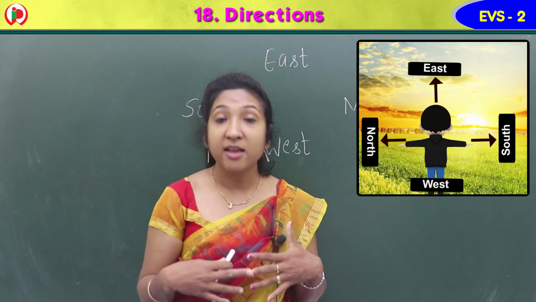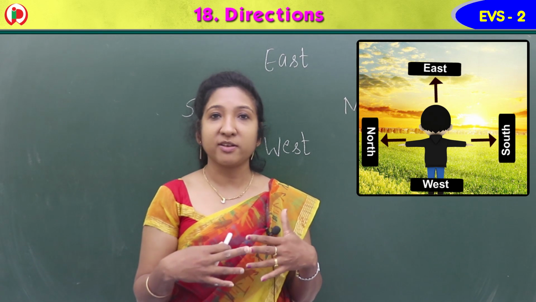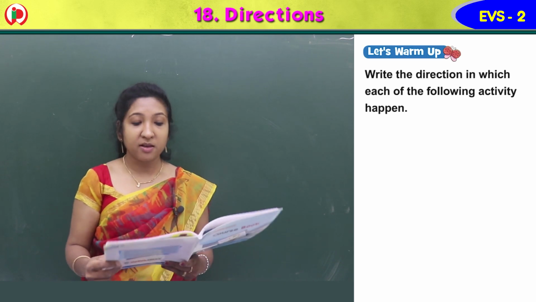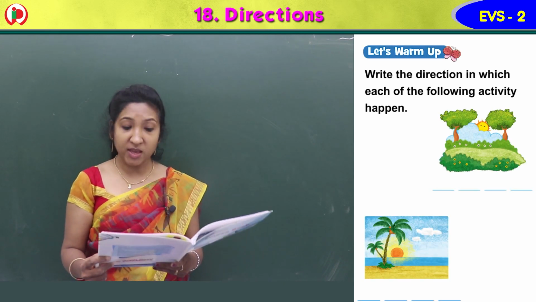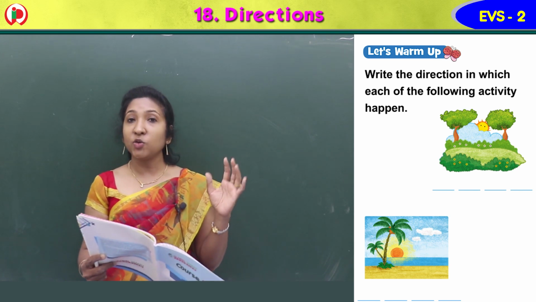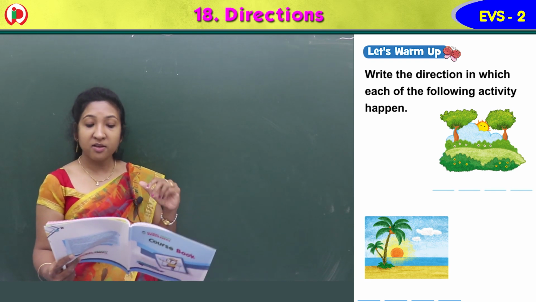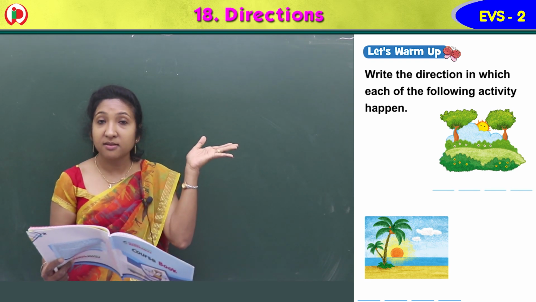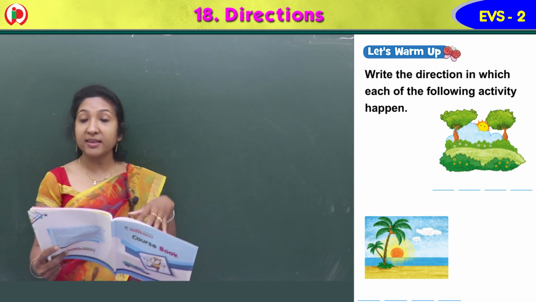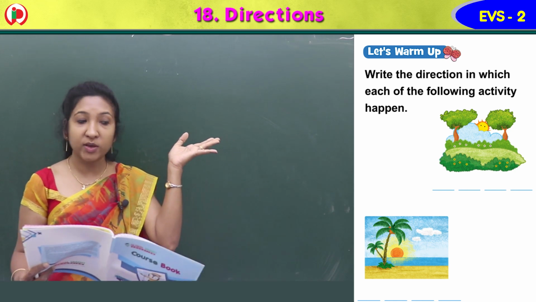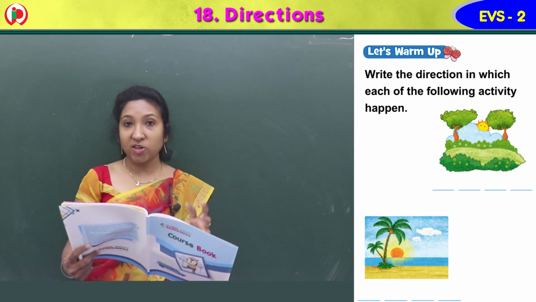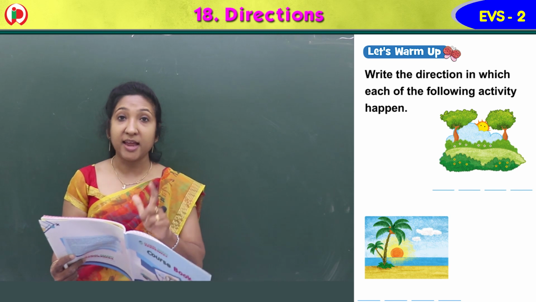Okay children? Now we can read your course book. So lesson 18, directions. Let's warm up. Write the direction in which each of the following activities happen. So here you can see two images, children. One image is of sunrise, the rising sun. Another image you can see is the sunset image. Okay, sunset and sunrise.